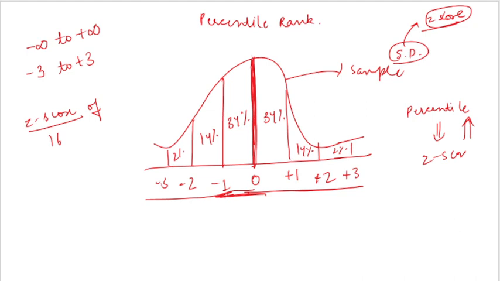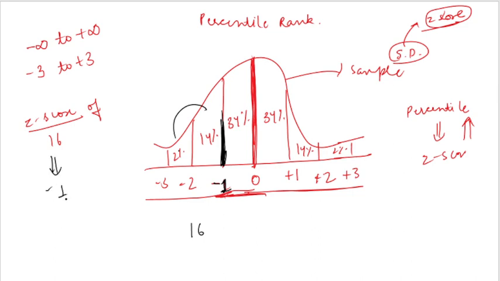Okay. Let us look at the graph again. Here the question says 16. So when I add 2 and 14, it gives me 16 already. So a person who has a percentile rank of 16 would lie here, which means that they are ahead of the 16% of the people in the whole sample. So they would have a Z score of -1.